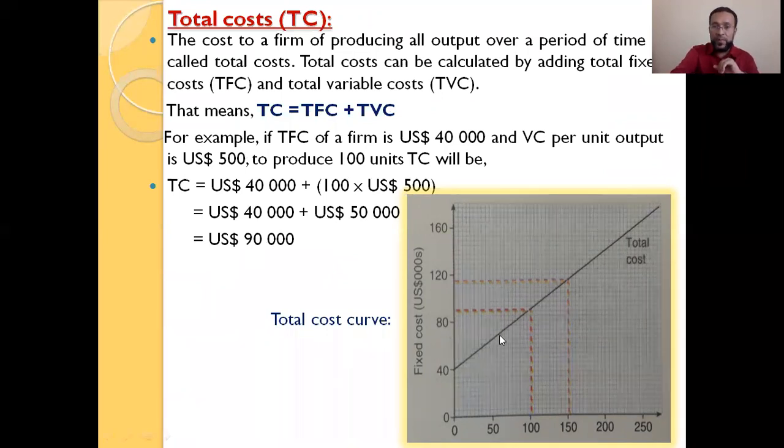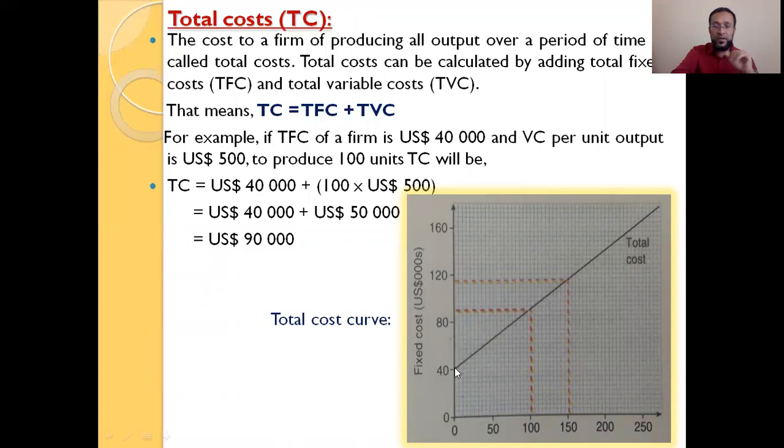Now look at this total cost curve. Look here, see, total cost curve starts always from the vertical axis. Why? Because whatever the output level is, see here, output level is 0. There is no output at all, but there is fixed cost. Okay, fixed cost is 40,000. So total cost curve will start from the vertical axis because there is always a fixed cost.